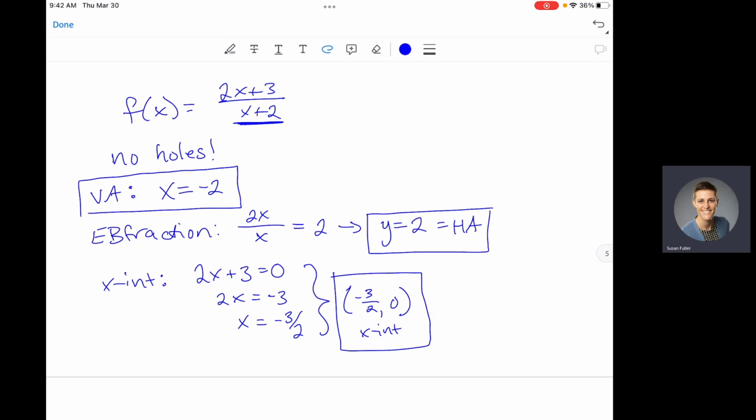Okay, so with this function, with this graphing tool, we can do things piece by piece. It's a little more forgiving. So let's start with our asymptotes here: x equals -2 and y equals 2. And we'll go ahead and plot those on our graph.